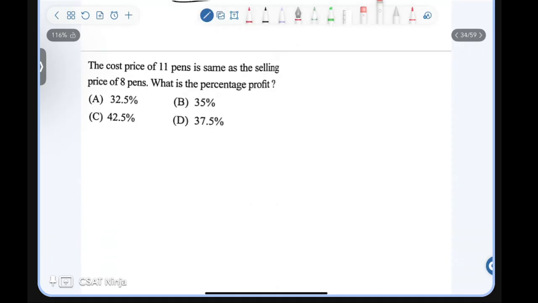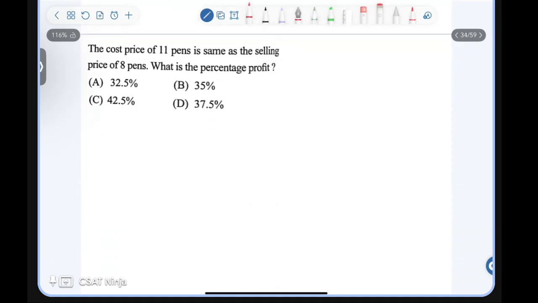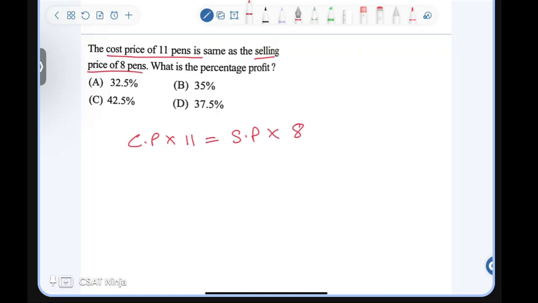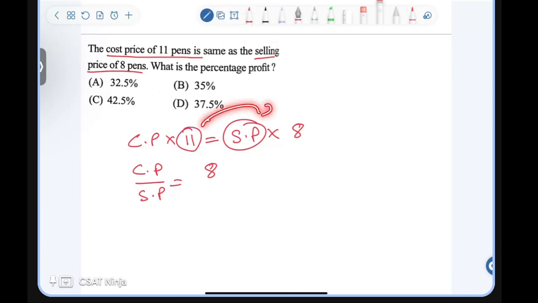Okay, let's try a question here. The question says the cost price. Whenever you see this kind of question, you just follow the question. Okay, the cost price of 11 pens is the same as the selling price of 8 pens. So cost price divided by selling price will be how much? I'm transferring the selling price to the other side. That's the reason why it's going to the denominator. If I transfer this one to the other side, it will go in the denominator, which is 11 there.